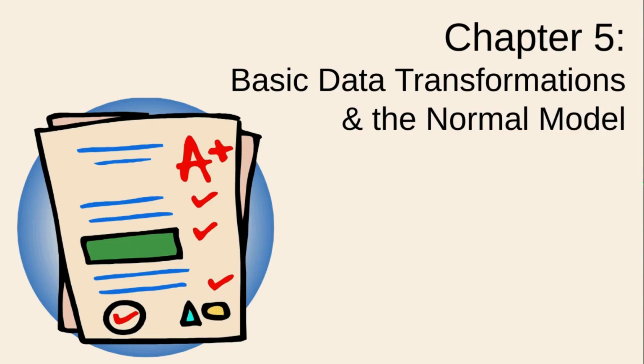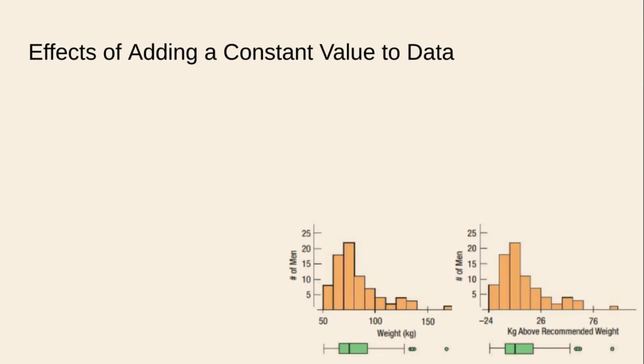AP Statistics. This is Chapter 5, Basic Data Transformations and the Normal Model. First, we're going to talk about some basic transformations we can make to our data and how those changes affect the center and spread. All right, so we're going to start by adding a constant.